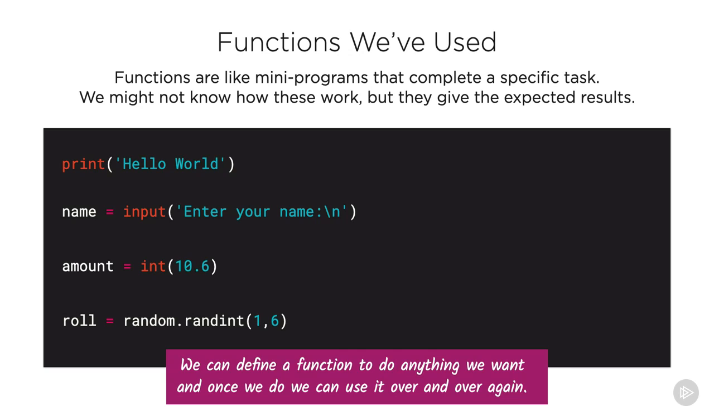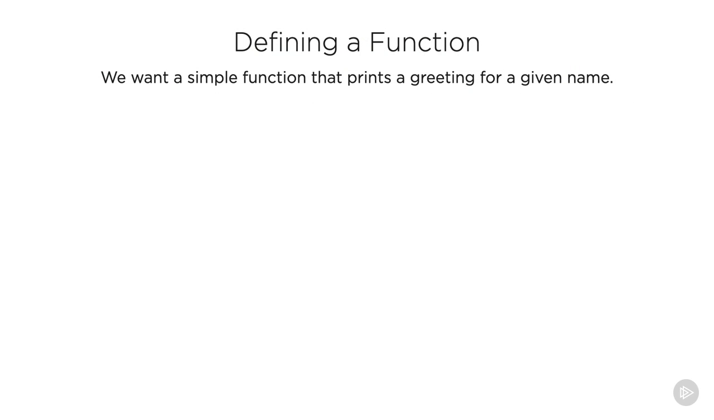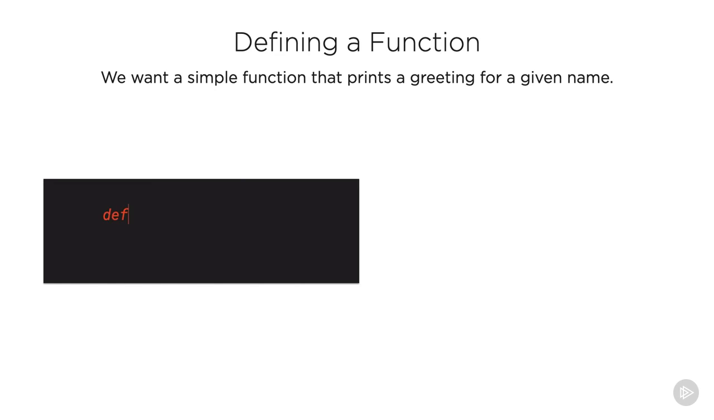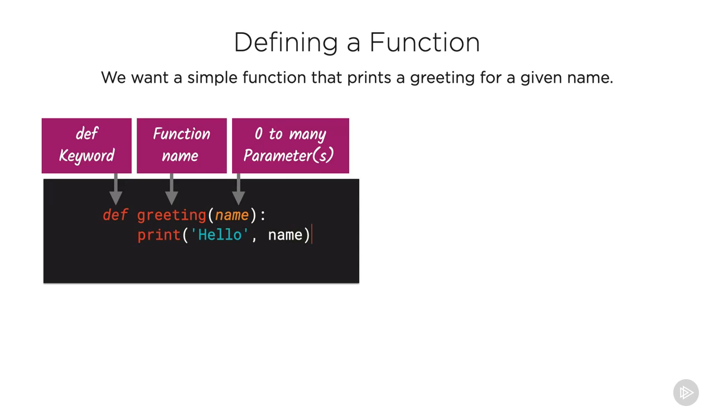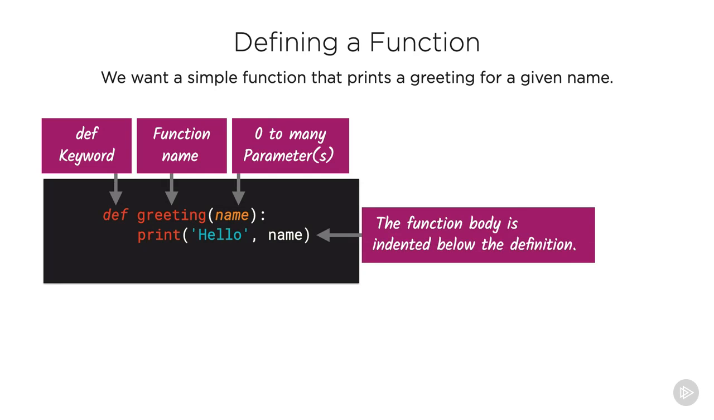As we can see, we can define a function to do pretty much anything we want, and once we do, we can use it over and over again. Now let's define our own function. We want a simple function that prints a greeting for a given name. Defining a function starts with the def keyword, then the function name, and then you can add any parameters, or these are values, that you need to pass into the function. Then the function body is indented below the definition.